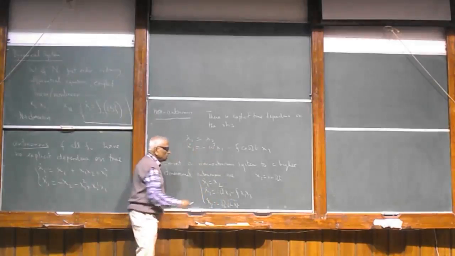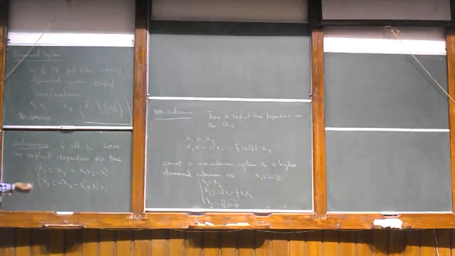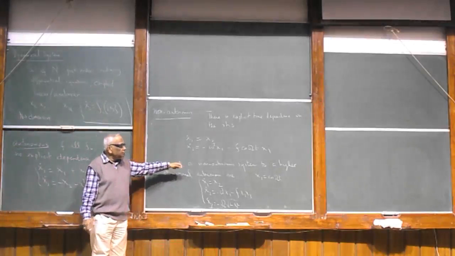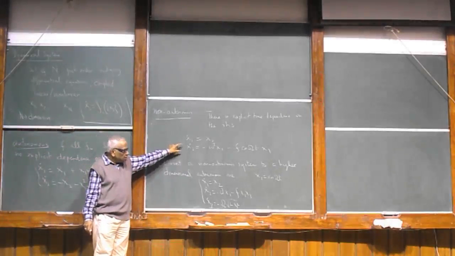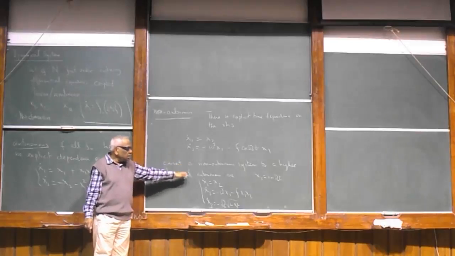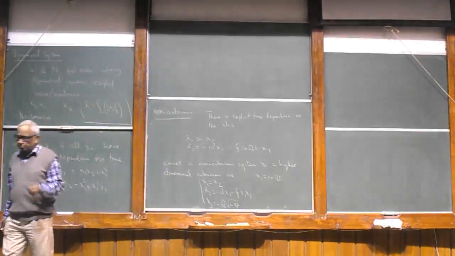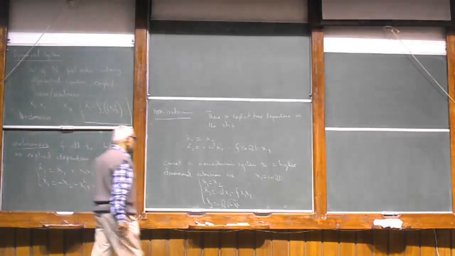So here it is. This procedure is never unique, but every time you can find a way of doing it. A non-autonomous system can always be embedded in a higher dimensional autonomous system. So that takes care of autonomous and non-autonomous.